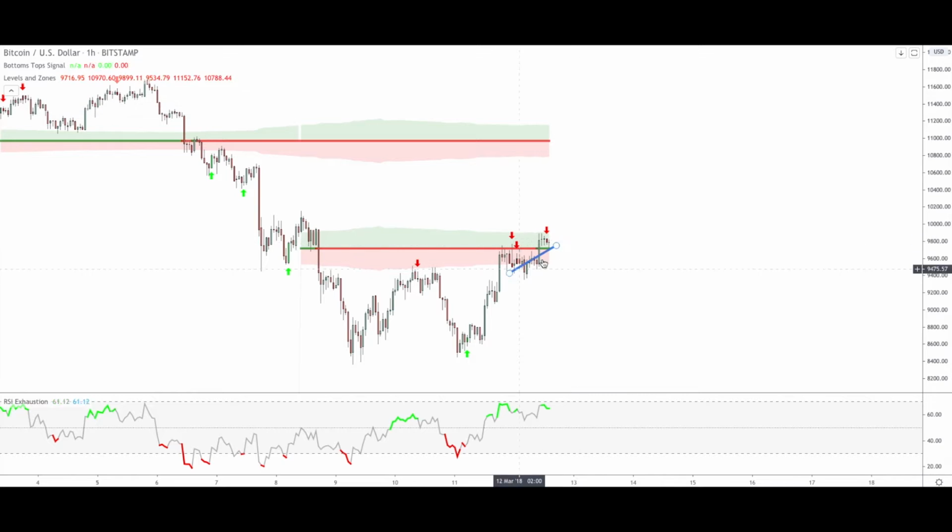Do you see this? But at the same time, the RSI is going down. Okay, you see, the RSI goes down, the price is going up. So what happens is that we have divergence. We have divergence between the price that goes up and the RSI which goes down.